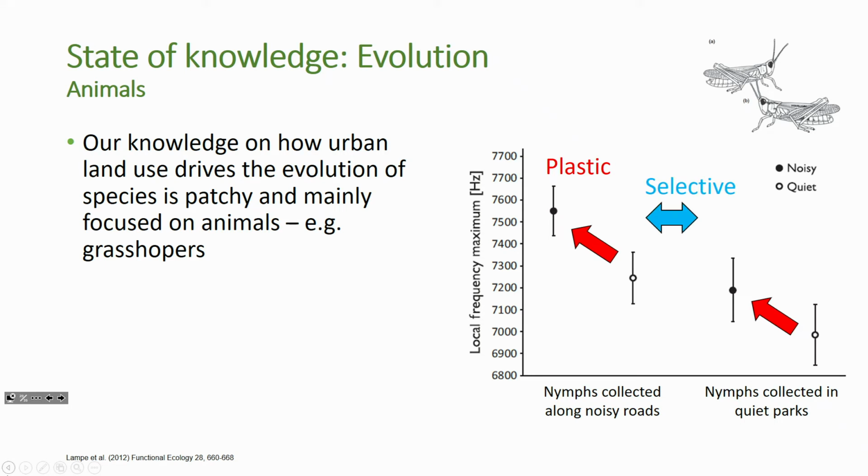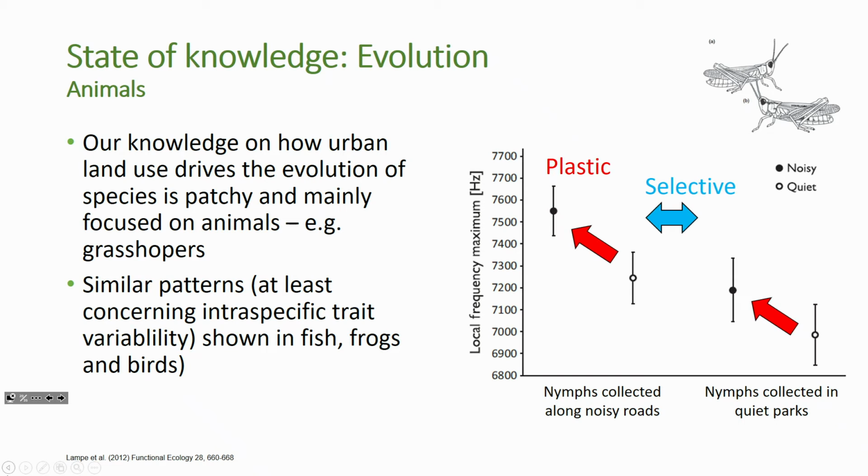Still, interestingly, the grasshoppers that as non-adults grew up on noisy roads always had a higher singing frequency than the grasshoppers that grew up in a quiet park. So it seems that there is already some kind of adaptation to noise that might even affect the evolution of species in urban areas.